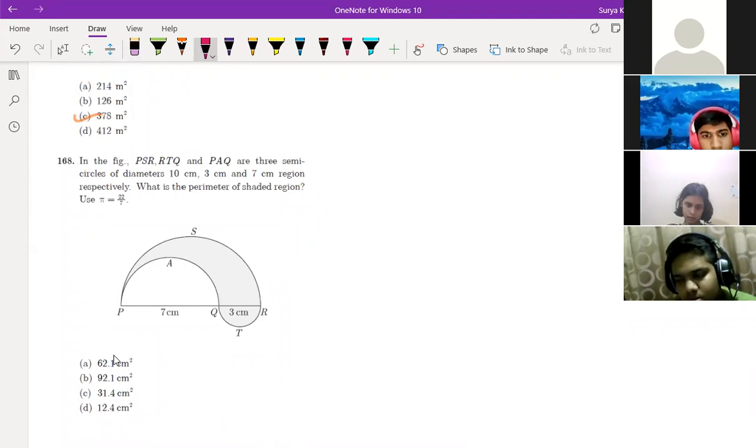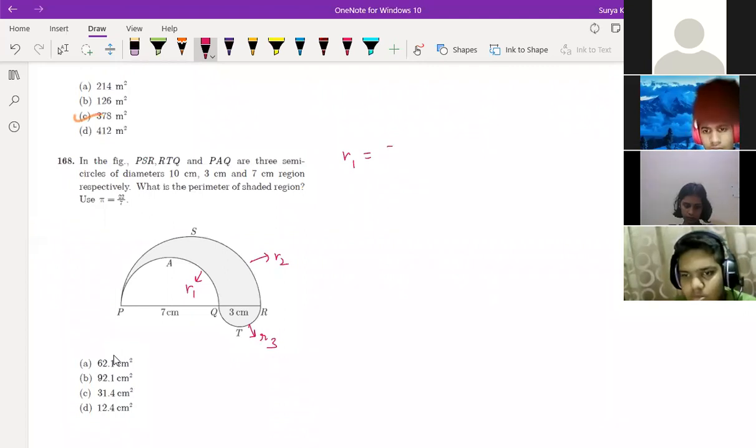Suppose this circle has radius R1, this one has R2, and this is R3. Okay. So what is R1 given? R1 is equal to what? 7/2, correct?